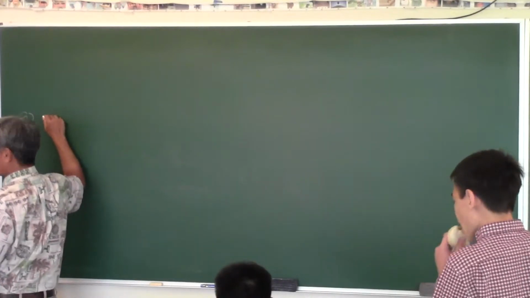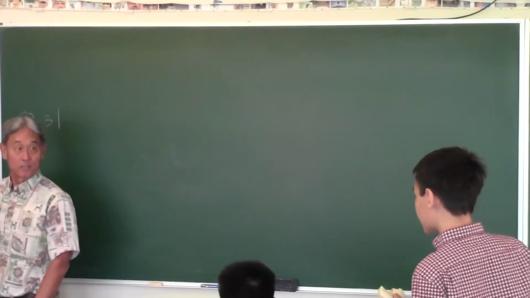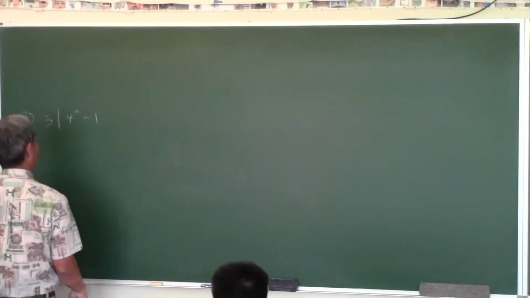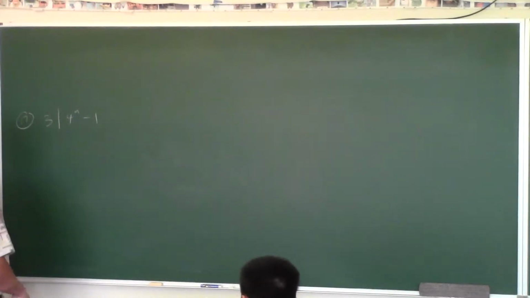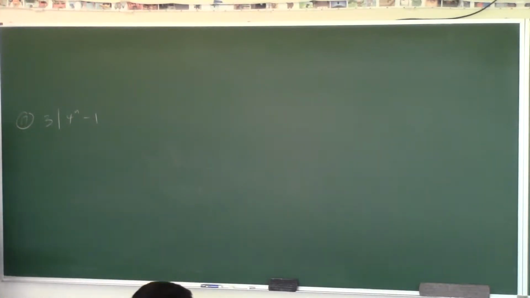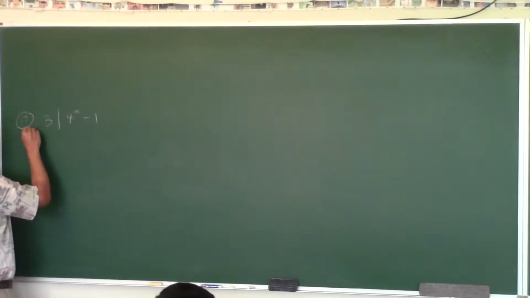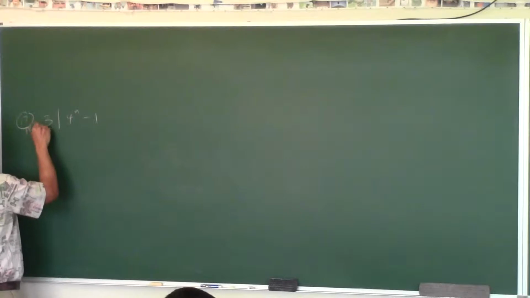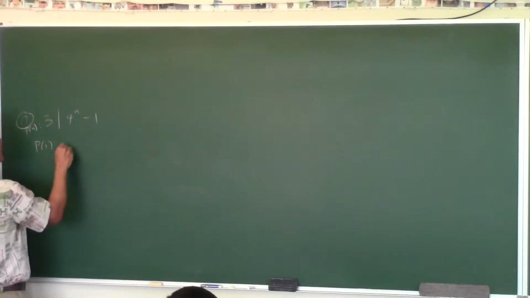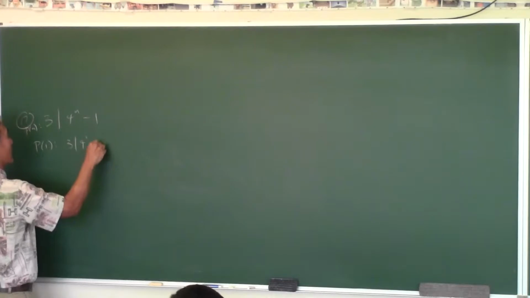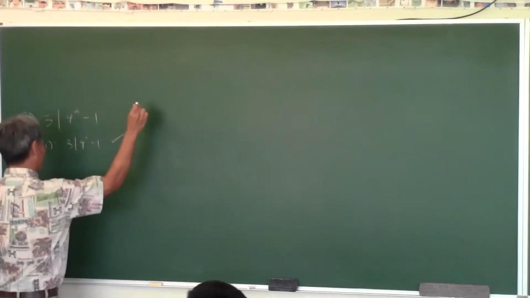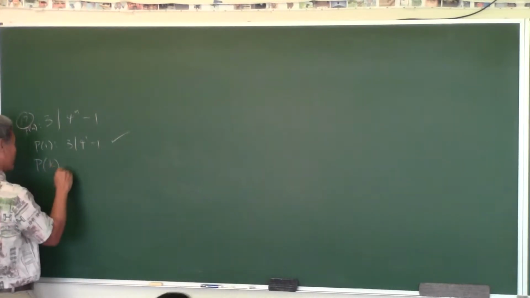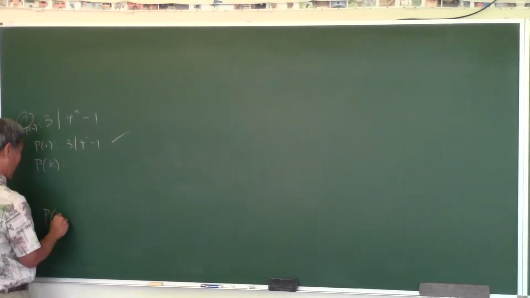Okay, show that 3 will divide 4 to the n minus 1 for all positive integers n. So what's the first case you gotta show? Base. So this is p of n, so we have to show p of 1 is true. Well, does 3 divide 4 to the 1 minus 1? Yes. Check. Now we have to show that if this statement is true for any integer, it is true for the next integer.